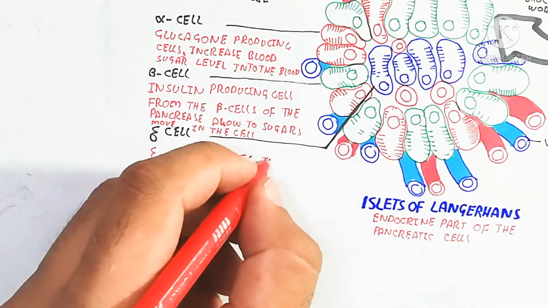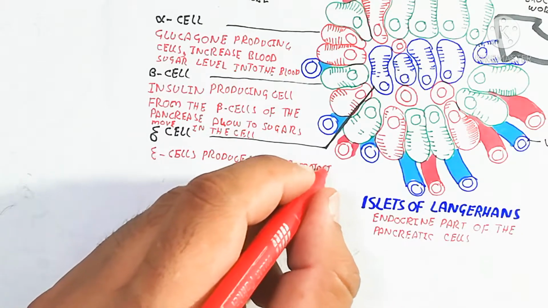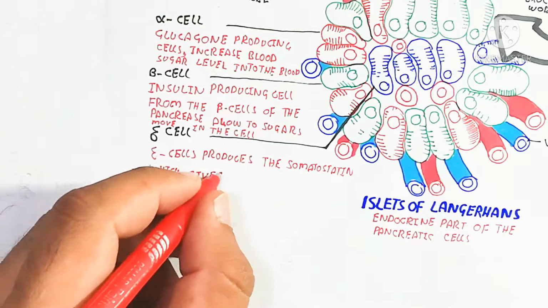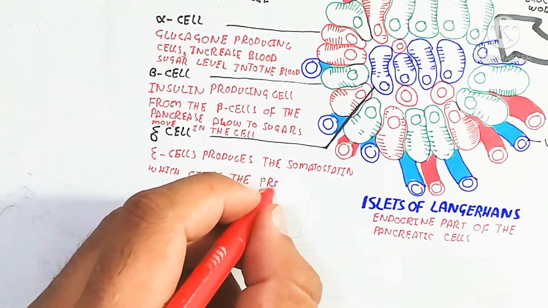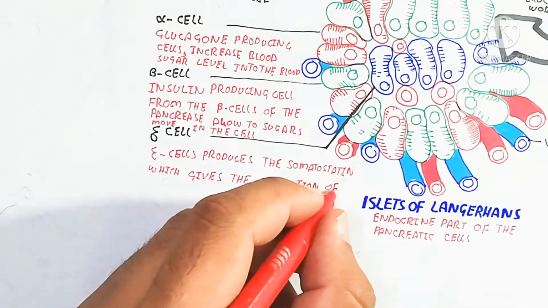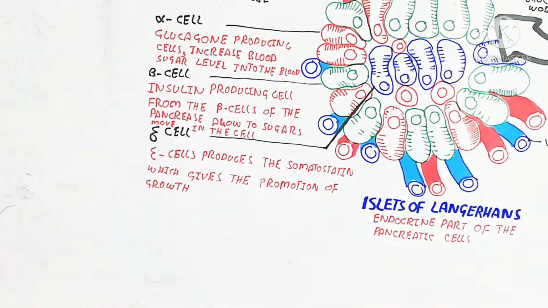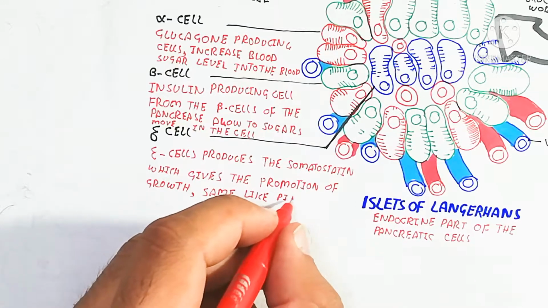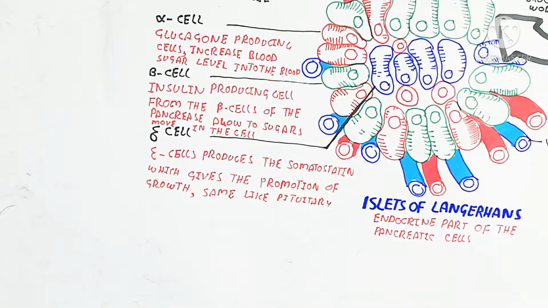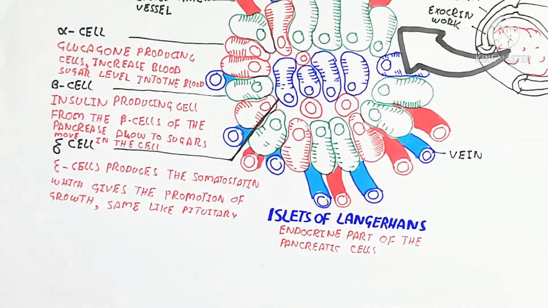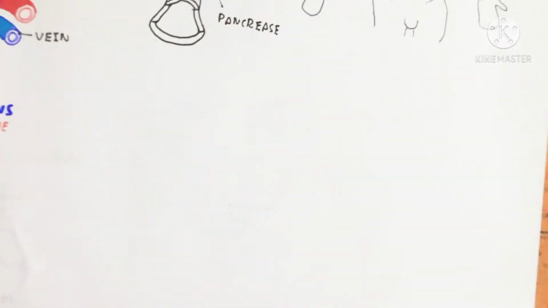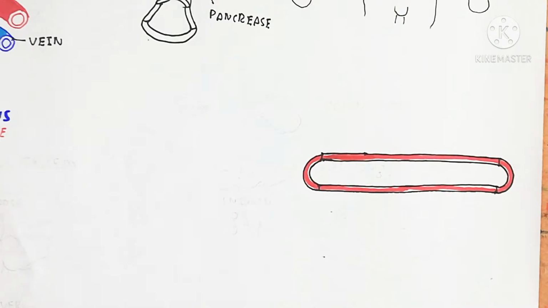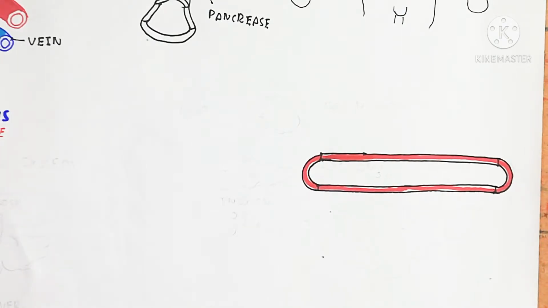So here the insulin production from the beta cell of the pancreas allows sugar to move into the cell. The cell will absorb the sugar in the presence of insulin, while the delta cell produces somatostatin, which promotes growth and development. That is just like the pituitary gland, which also produces somatostatin from the adenohypophysis. So it is equal.